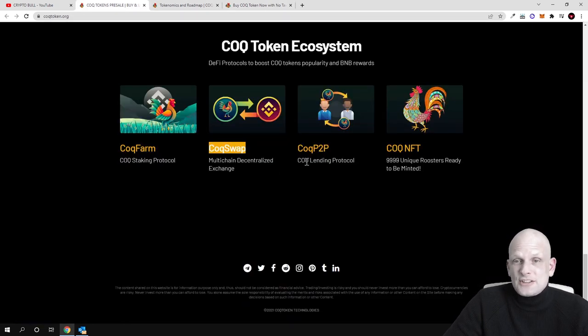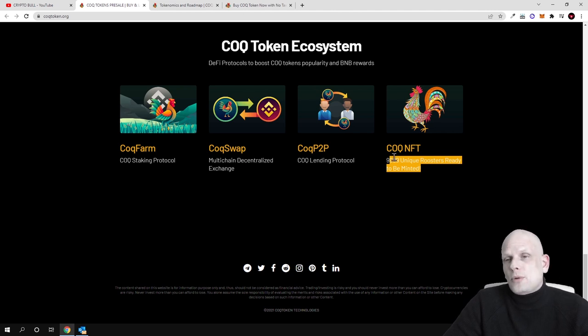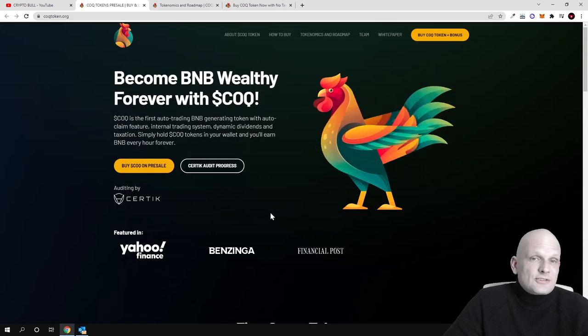And here is the COQ peer-to-peer lending protocol, where people will be able to lend and borrow from this system, similar to the AAVE token, if you know it, guys. This is a billions-worth token, and here there will also be a COQ lending protocol on this COQ token. And COQ NFT, there are already 9,999 unique roosters ready to be minted, guys. So if you are interested in NFTs, get to know more information about them, join their social media. They are using pretty much all social media like Telegram, Twitter, Facebook, Discord, and so on and so forth.